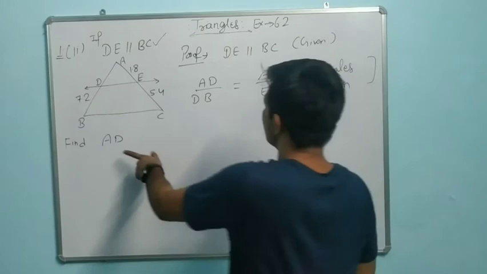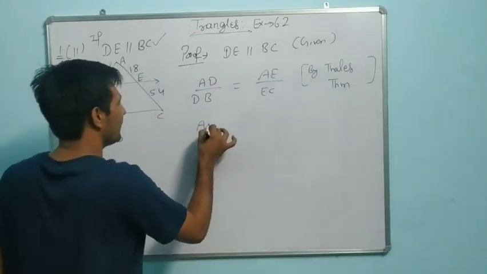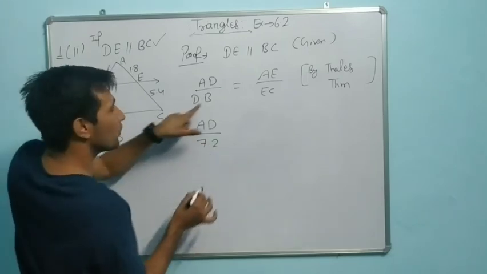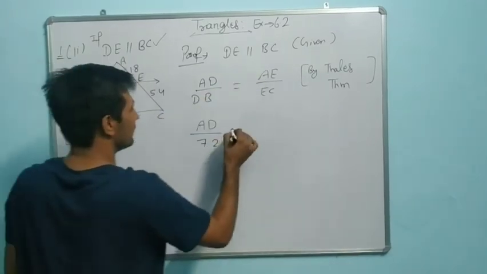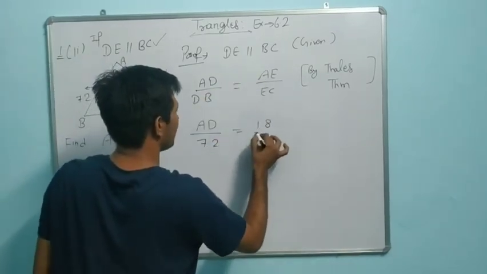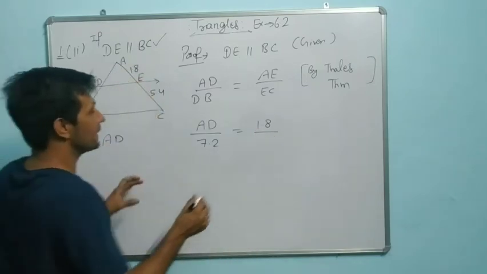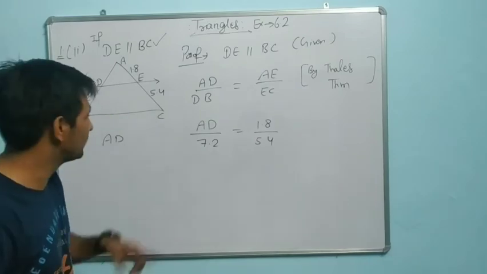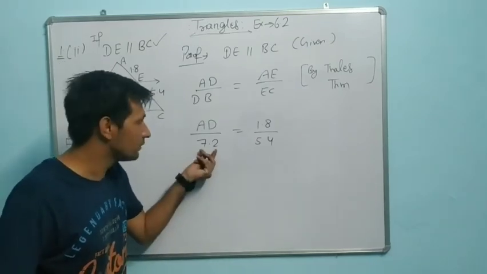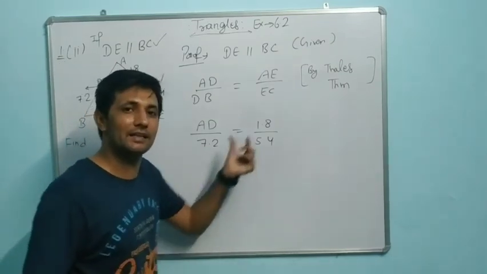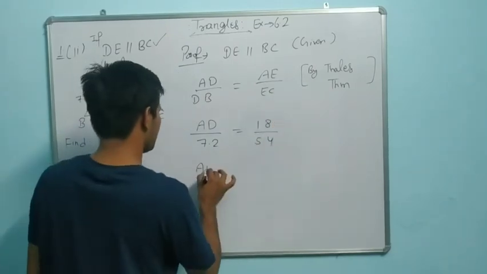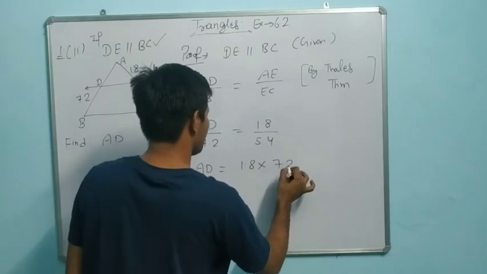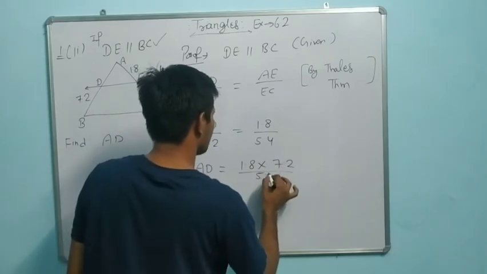So we want to find AD. AD upon DB is 7.2, AE is 1.8, and EC is 5.4. We want to find AD, therefore we have to remove this one. 7.2 is divided on this side, and on the other side we multiply. So AD equals 1.8 into 7.2 upon 5.4.